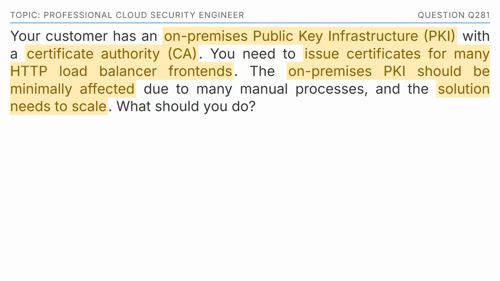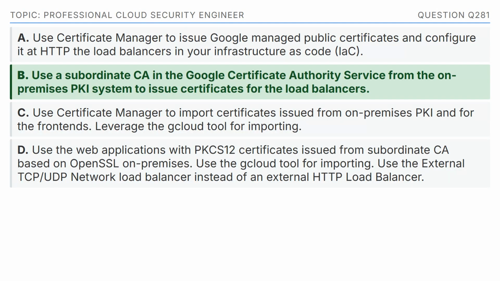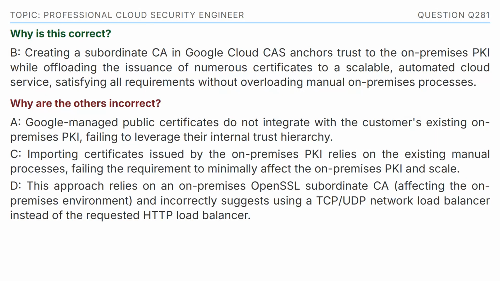To arrive at the correct answer, we focus on the keywords: on-premises public key infrastructure, PKI, certificate authority, CA, issue certificates for many HTTP load balancer frontends, on-premises PKI should be minimally affected, solution needs to scale. Correct answer is option B. Use a subordinate CA in the Google Certificate Authority service from the on-premises PKI system to issue certificates for the load balancers. Why is this correct?